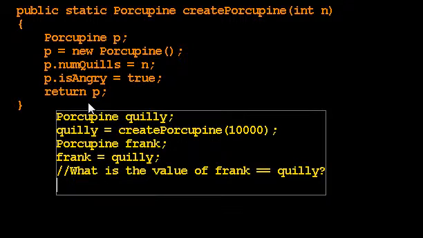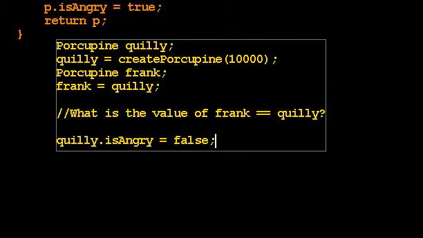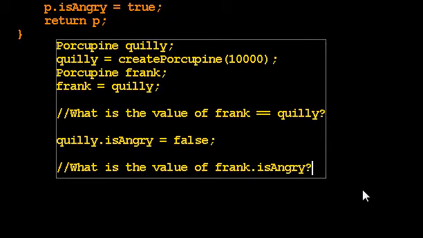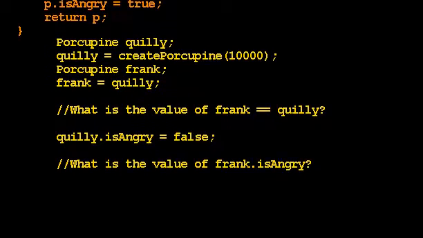And let's continue with these thoughts. Suppose I now write Quilly.isAngry equals false. So Quilly is no longer angry. And I want to know what is the value of Frank.isAngry after I do that. And maybe even what was the value before. So I want to walk through and see in painstaking detail, because I love that kind of pain. I want to see, what did this code really do? So let's begin.